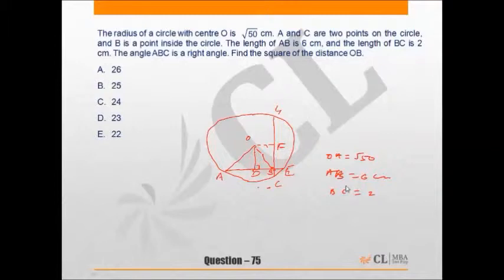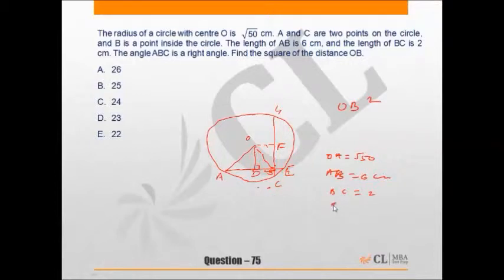The angle ABC is a right angle, which means this is a right angle. Find the square of the distance OB. We have to find OB square.